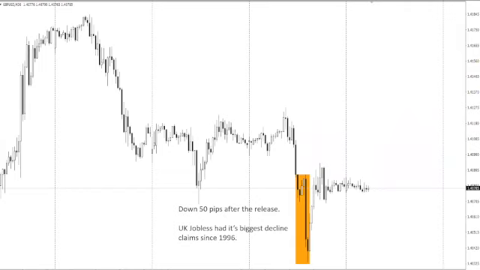And here's the effect for the GBP against the US dollar after the release. As you can see, the price of GBP against the dollar went down 50 pips after the release. One of the main factors driving the price of sterling is that the UK jobless claims had their biggest decline since 1996. That is why the GBP dollar went down 50 pips after the release.